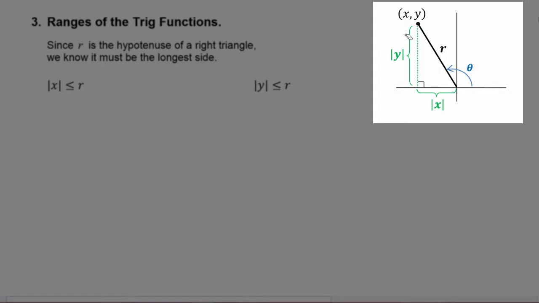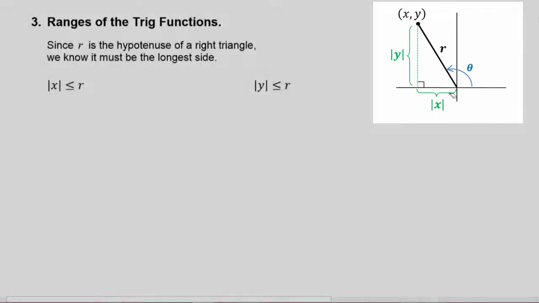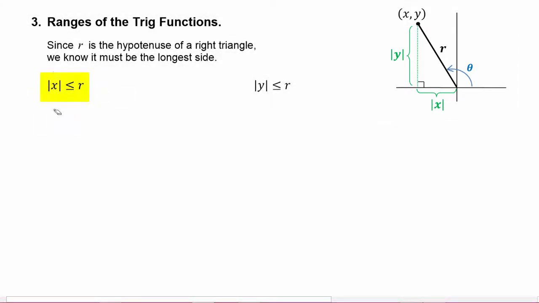Now we know in a right triangle, the leg is always going to be less than or equal to the length of the hypotenuse. So it's safe to start out with an inequality that says the absolute value of x must be less than or equal to r, because it's just saying this leg has to be less than or equal to the hypotenuse. In your algebra class, you learned how to rewrite this inequality without the absolute value symbols, and it's negative r is less than or equal to x is less than or equal to r.